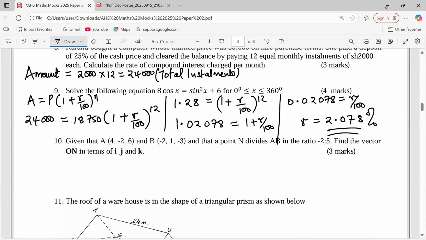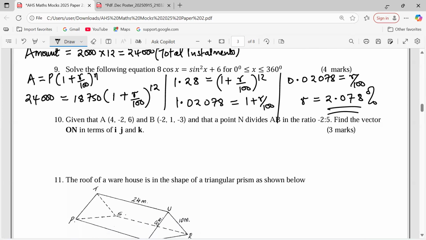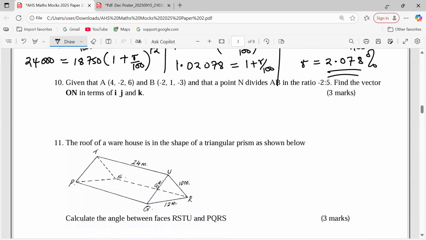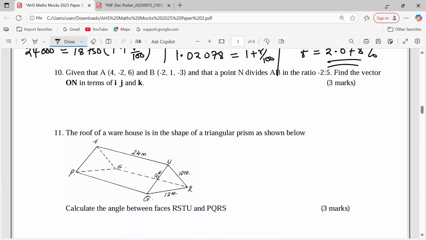Number 10. Given that point A is (4, -2, 6) and point B is (-2, 1, -3), and that point N divides AB in the ratio -2:5. Find the vector ON in terms of i, j, and k, in terms of the unit vectors. So this is how we shall flow in this particular question. Look at it this way.